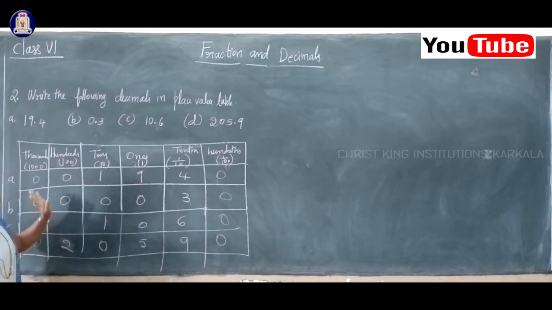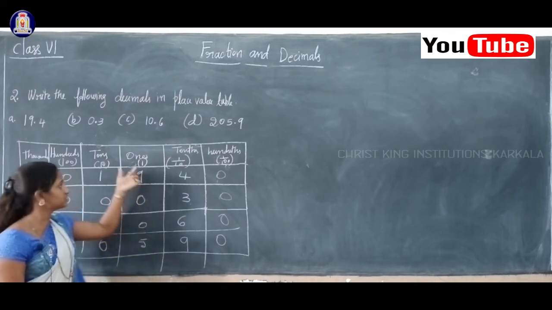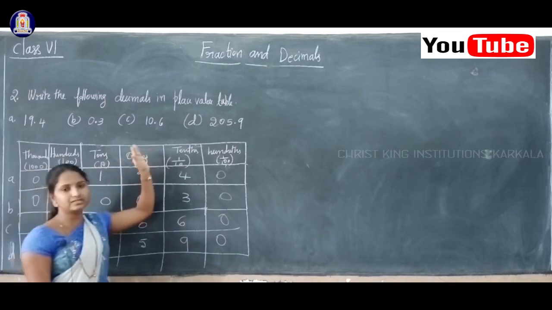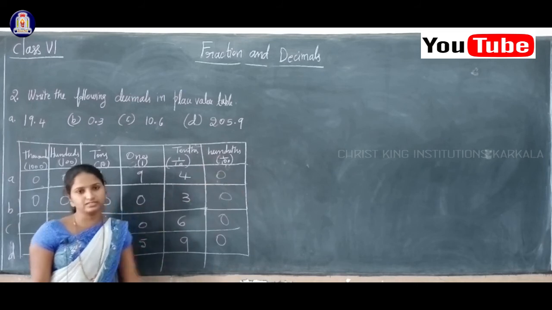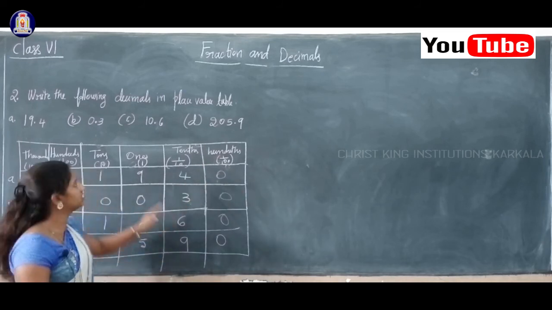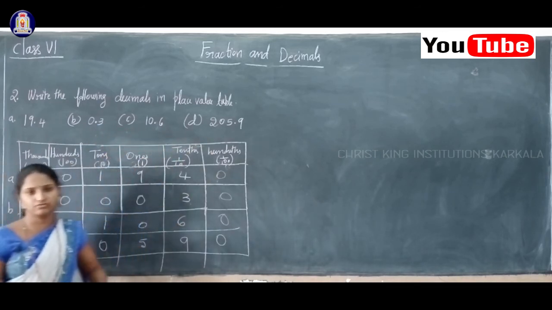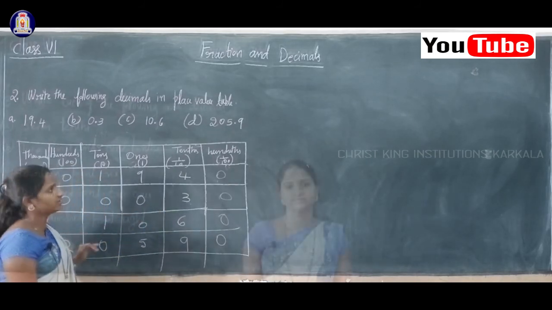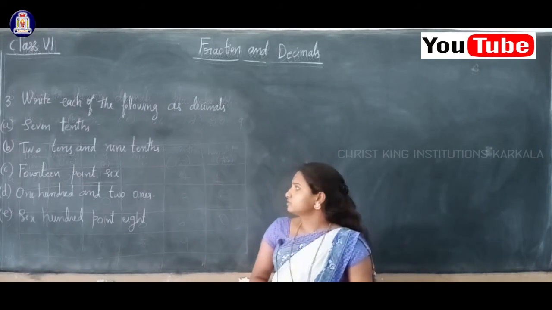So this is how we wrote the given decimal numbers in the place value table. Clear? Like first, ones, tens, hundreds, 1000, 10,000, but after ones, next you get tenths, hundredths, thousandths, and like that it continues. You have to see the values 19.4, 0.3, 10.6 and 205.9. These are small numbers, so we can fill them in this place value table. Clear? Okay, the next question, that is the third one.